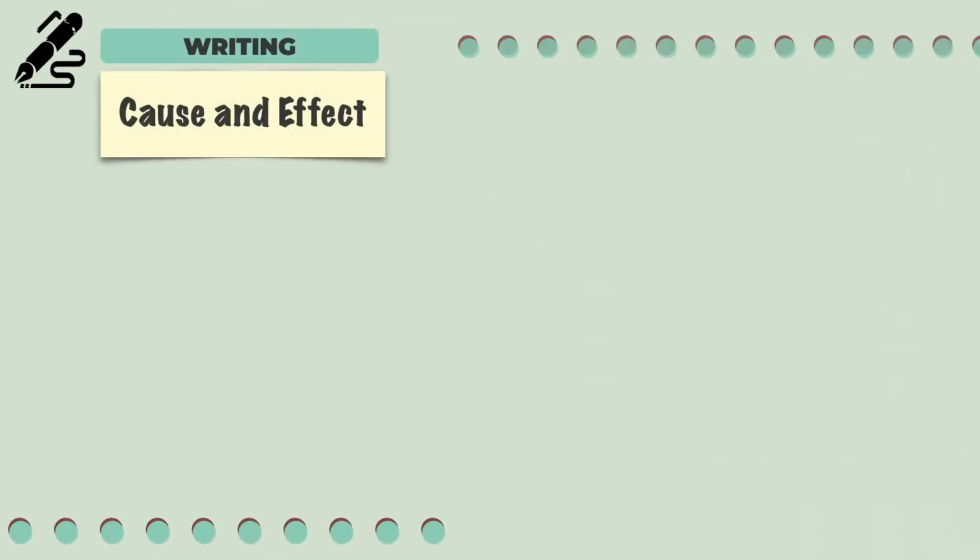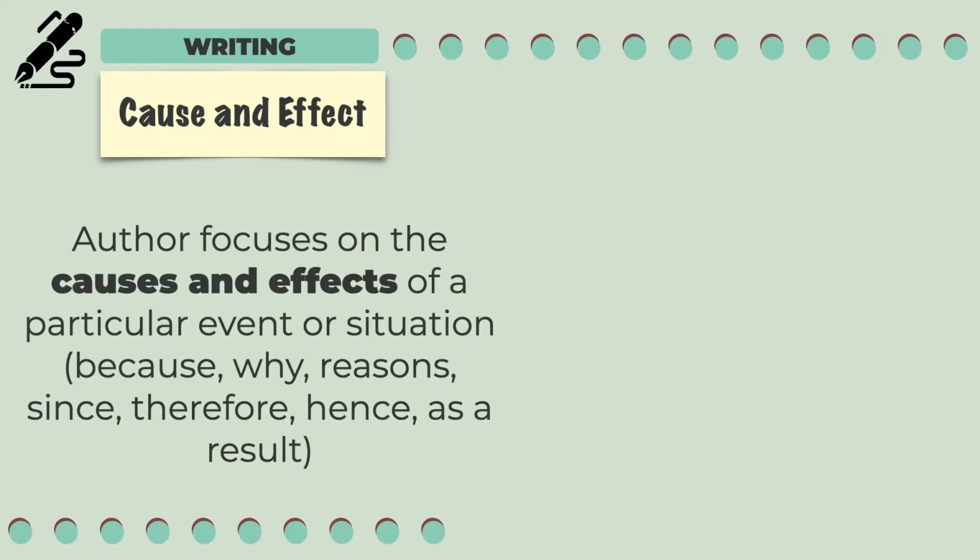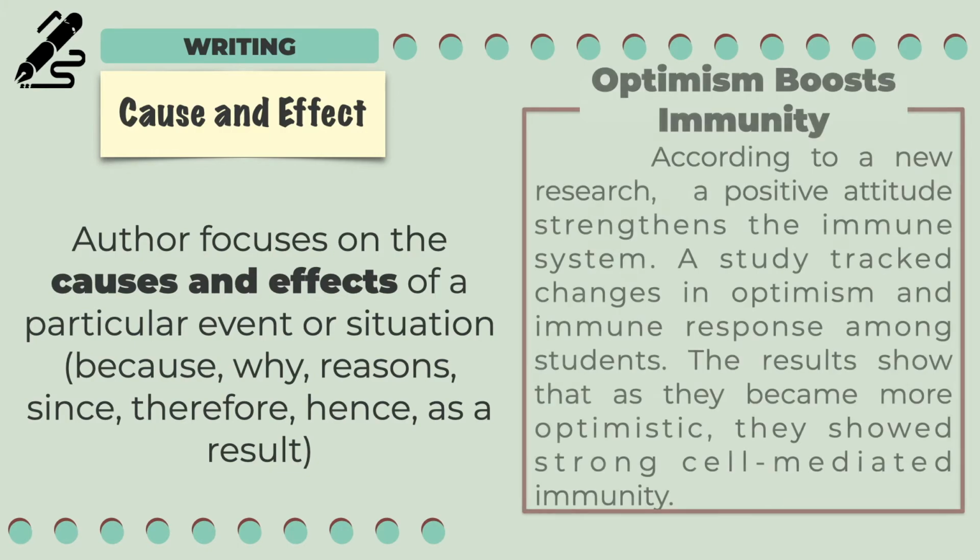The third pattern of development is cause and effect. The author focuses on the causes and the effects of a particular event or situation. In order to spot this, look for the following signal words: because, why, reasons, since, therefore, hence, and as a result. Take a look at this example text on how optimism boosts immunity.